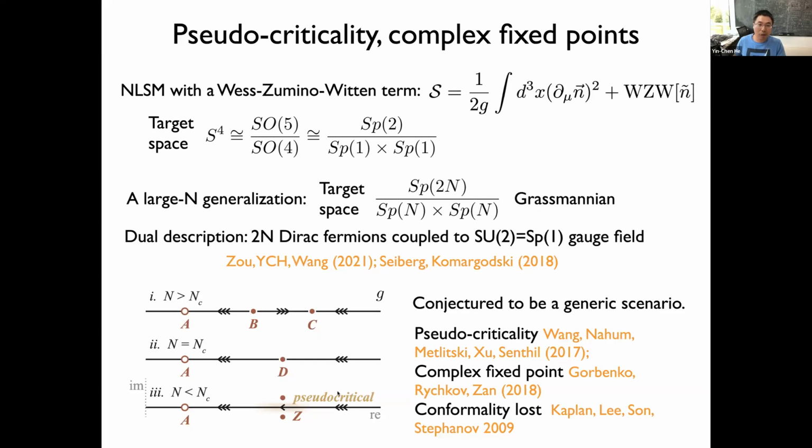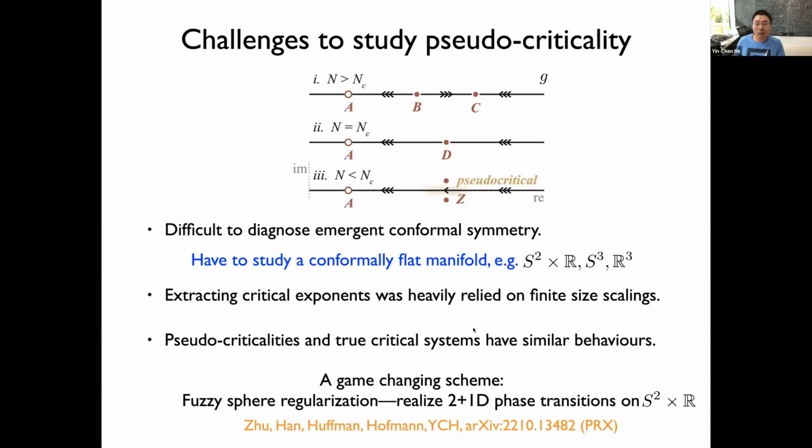Okay, so the conjecture for the SO(5) deconfined transition is that it belongs to this scenario: it's not a true critical point, but there are complex fixed points very close by, such that the RG flow is just slow and the system behaves like a critical system. However, this is the most compelling scenario to reconcile all the tensions, but it's really hard to find any concrete supporting evidence to directly demonstrate this, because there are several challenges built in to studying pseudo-criticality.